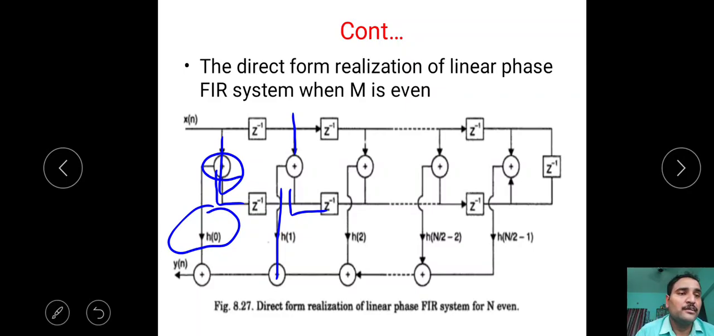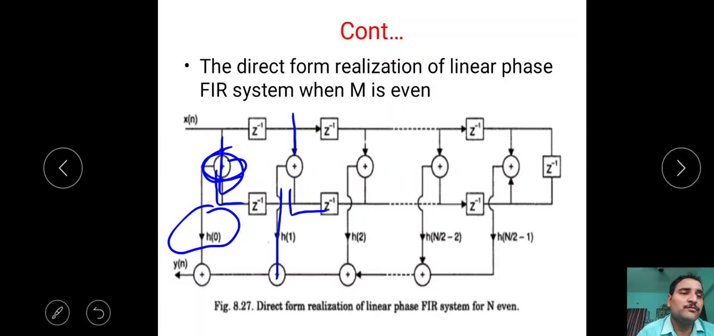Similarly, here in linear phase realization, for two delay elements we have one multiplier. X of n, the first one, and x of n minus k, the last one, have the same multiplier. That's why we use an extra adder here. That means we add x of n and x of n minus k, then that addition must be multiplied with h of 0. By using this concept, we reduce the number of multipliers.